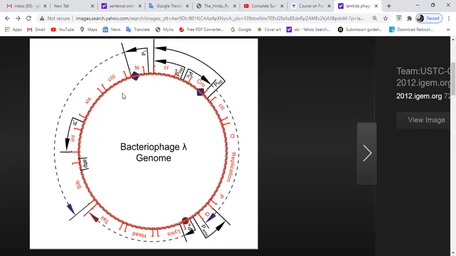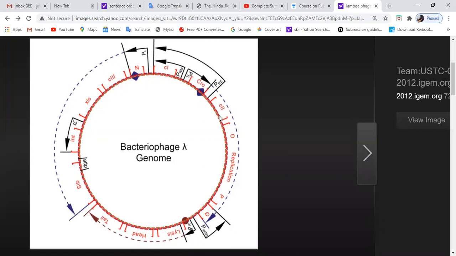Also, there are some important genes which are C3 and C1, CRO, C2, and this will remain the order. Actually, this has been asked in one of the competitive examinations. That's why I'm showing you the order of these particular genes. So always C3 and C1, CRO, C2, they are present in this order only.